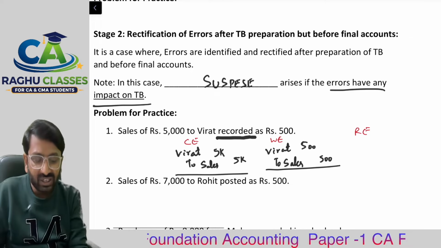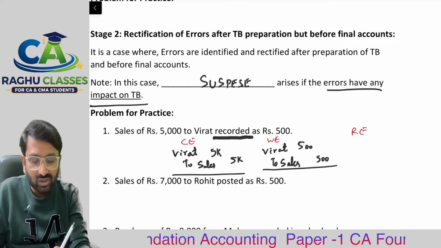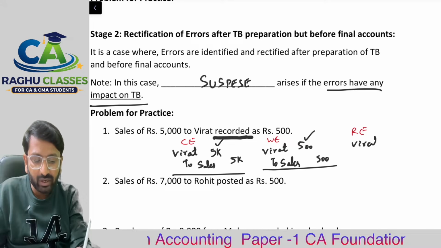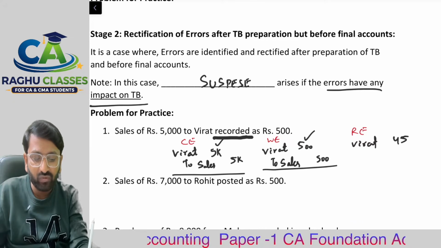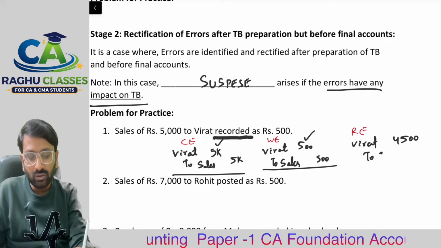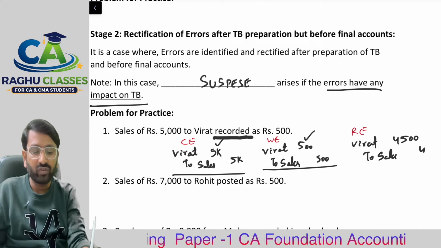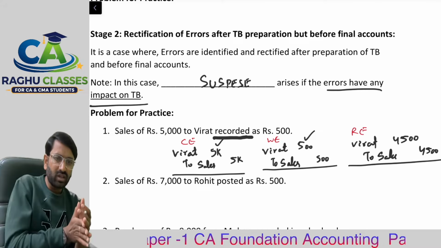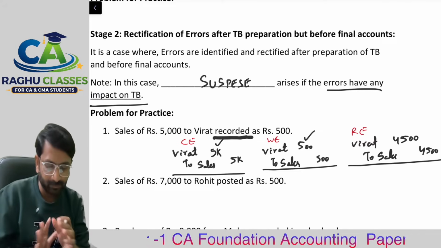Now when I want to rectify the error, can I say instead of 5,000, we recorded 500. So I'm going to record the remaining now. So Virat account debit 4,500 to sales account 4,500. This is how we rectify. We do the correct entry, the wrong entry, compare both and do the rectification.